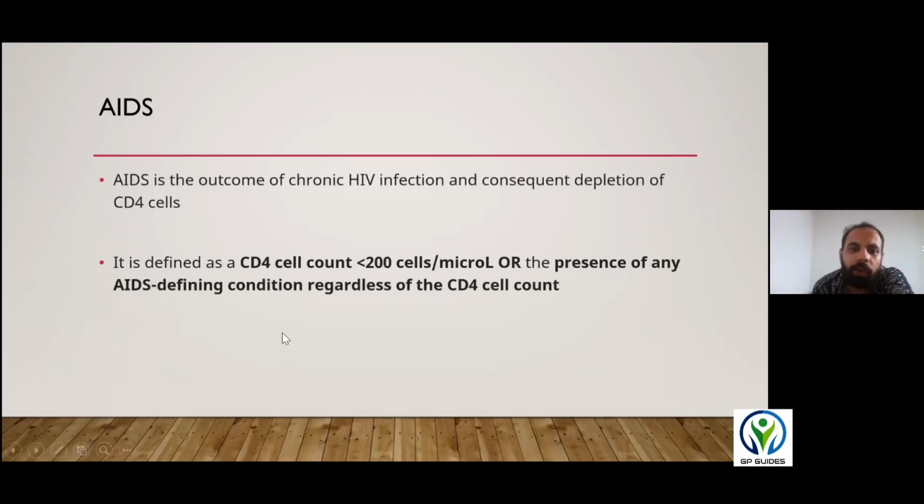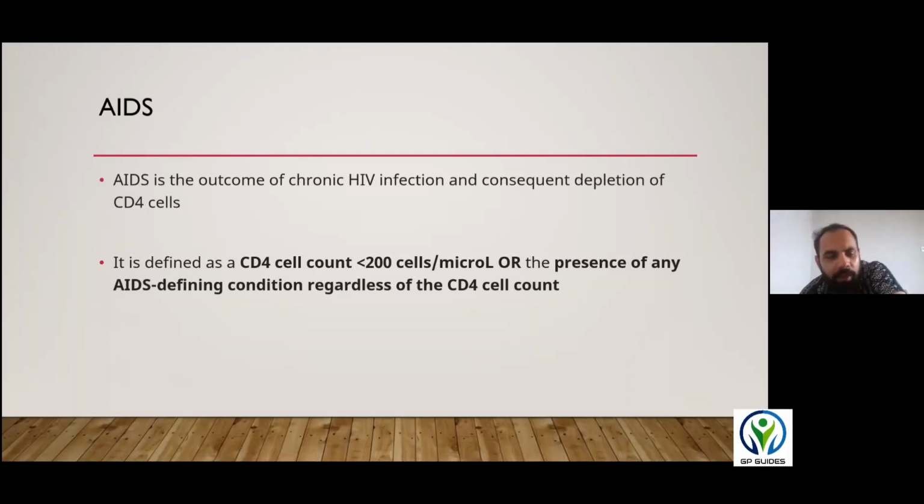So HIV is human immunodeficiency virus, and AIDS is the clinical syndrome that is caused by HIV infection. Once a patient gets an HIV infection, he goes through several stages. AIDS is the final stage of HIV infection, where the patient has developed several conditions which result from the immunosuppression caused by the HIV virus. So AIDS is the outcome of chronic HIV infection and the consequent depletion of CD4 cells.